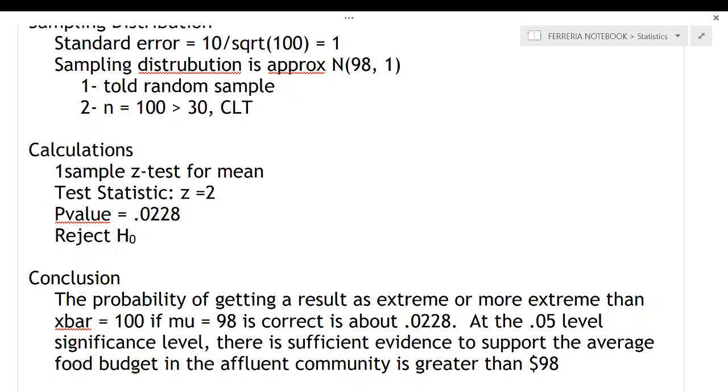That doesn't sound like a big food budget, by the way. $98 a week? Sounds crazy. I think I spend more than $98 a week.